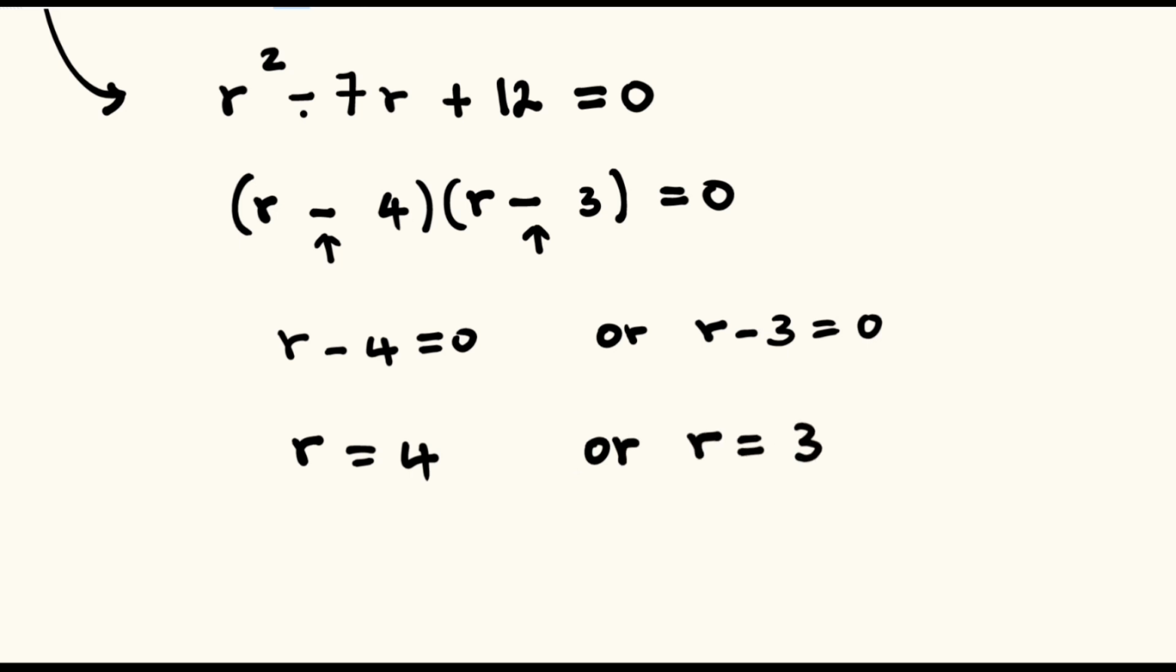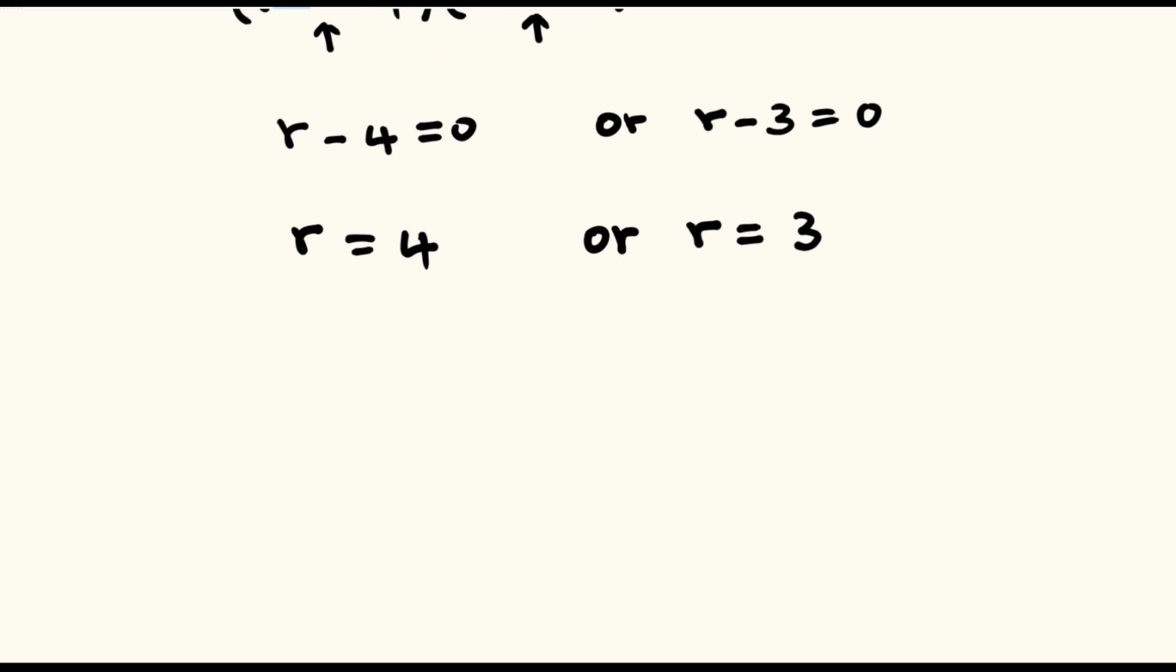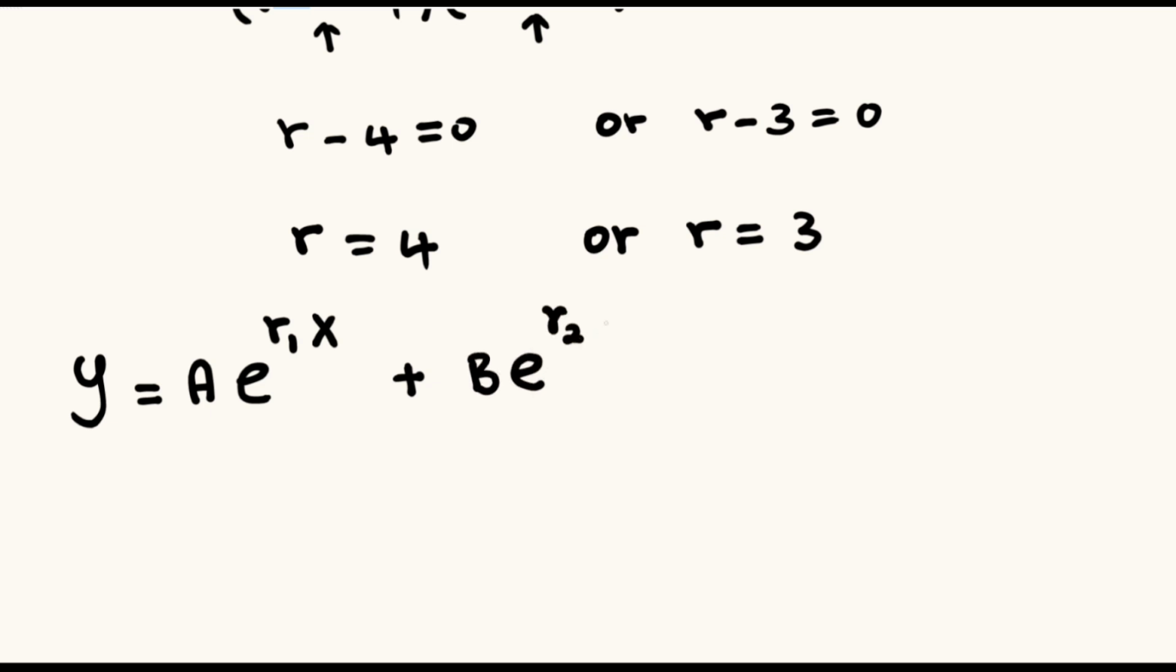So we have the first case where the roots are not the same, so one is 4 and the other one is 3. And in this case, when they are not the same, the general solution y will be equal to a multiplied by e raised to the power r1 multiplied by x plus b multiplied by e raised to the power r2 multiplied by x, where a and b are constants.